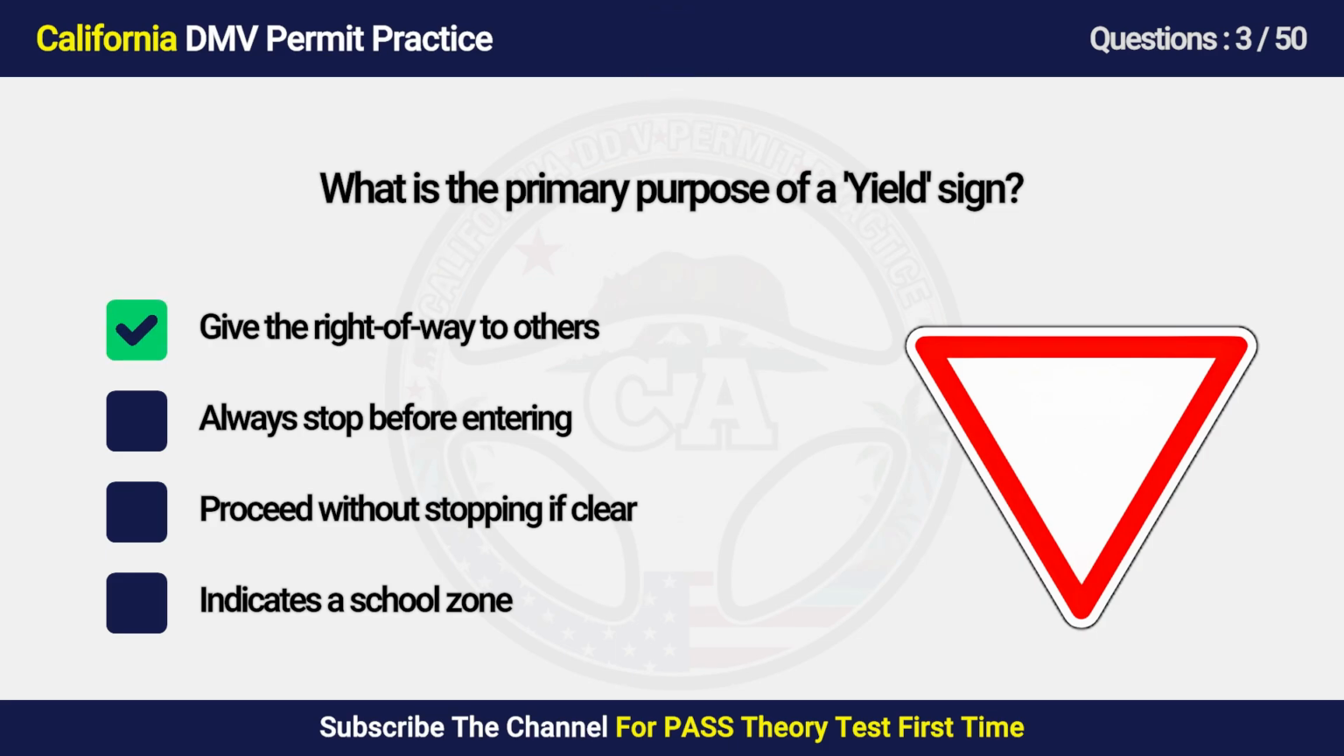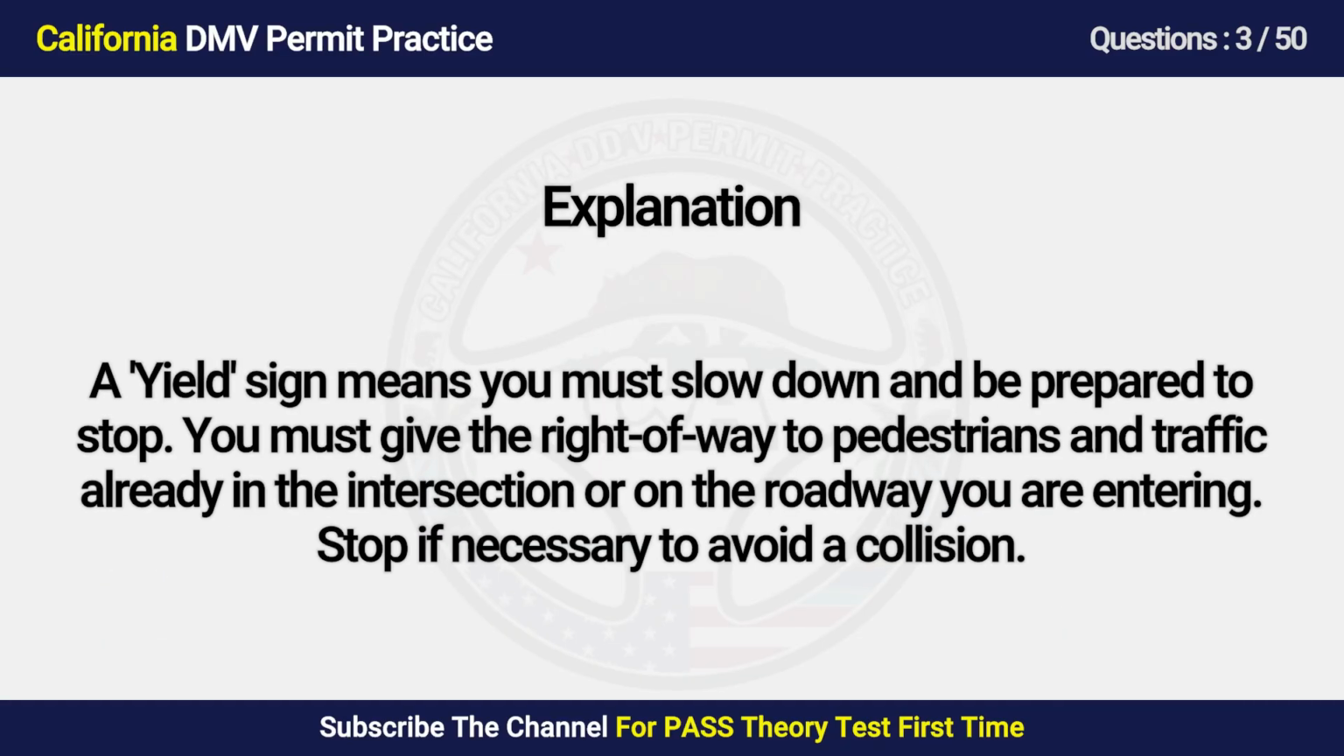Answer is A. Give the right of way to others. A yield sign means you must slow down and be prepared to stop. You must give the right of way to pedestrians and traffic already in the intersection or on the roadway you are entering. Stop if necessary to avoid a collision.